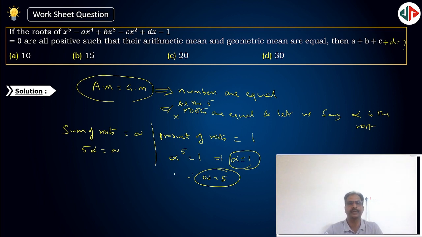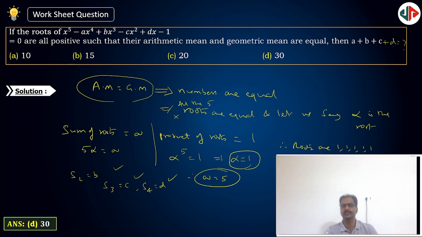Now how to find B? S2 is nothing but B, S3 is nothing but C, S4 is nothing but D. What are all the 5 roots? 1, 1, 1, 1, 1 are the roots. Now you can find S2, S3, S4, you'll get B, C, D. Find A plus B plus C plus D. Answer will be 30.